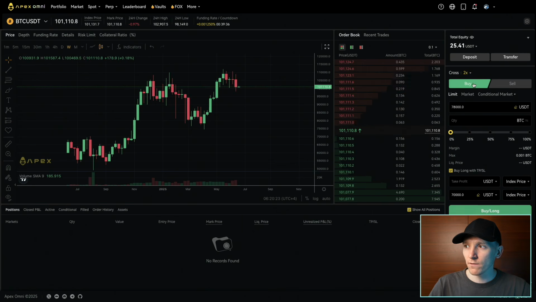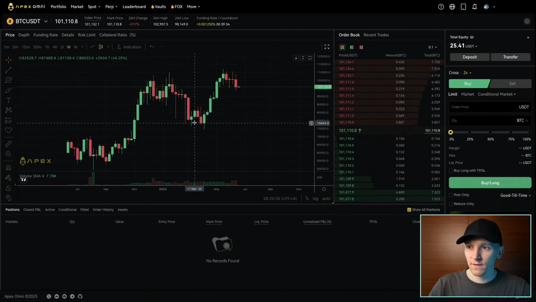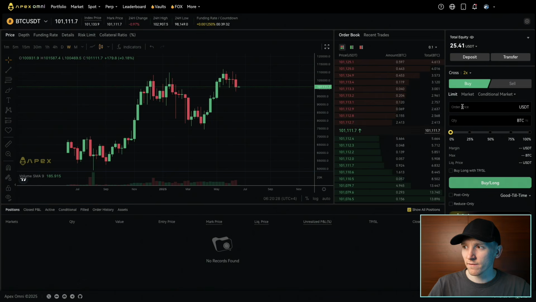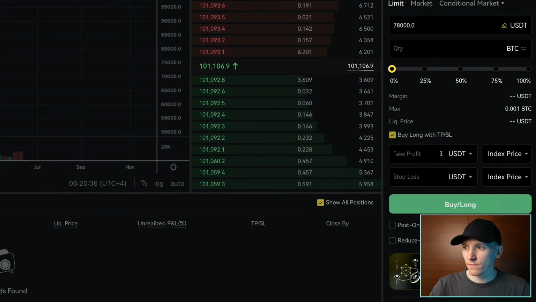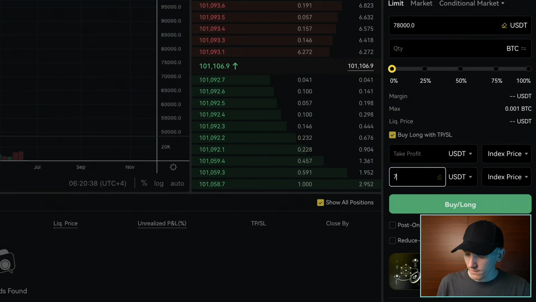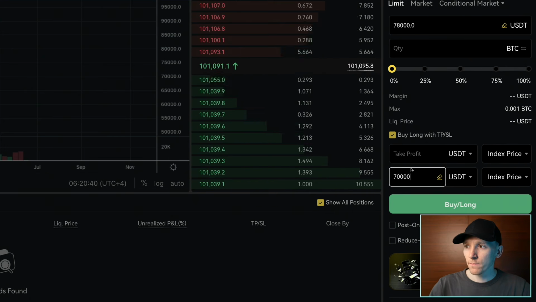But you can put your entries in. So I'm a buyer here. It was actually on this dip right here. You can put your limit price in, whatever that may be. 78,000 or whatever price, 76,000. And then down here, you want your stop loss. Buy long. With TPSL, we want the stop loss right here. This one, what was it, 70,000 or something like that. So you can put that in.